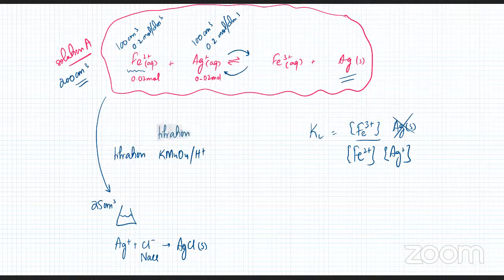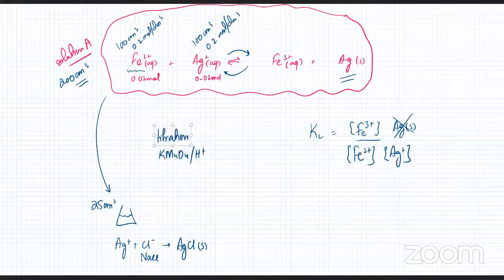Sir, why did he add AgCl? No, he added NaCl. He added NaCl to make AgCl. Need to get rid of Ag+ ions. A white precipitate forms when he added NaCl. So the only thing that will form a white precipitate is silver ions.